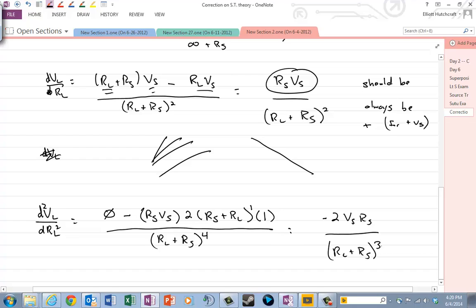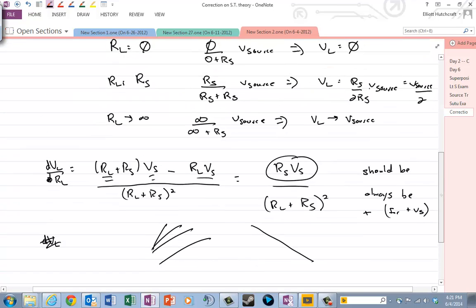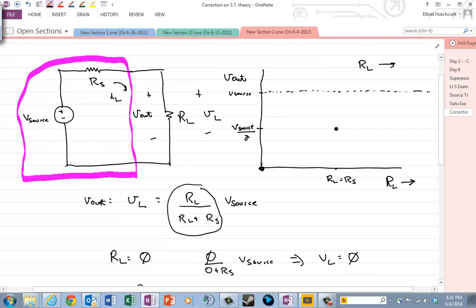cubed. Notice RL and RS are always positive, they're resistors, so RL plus RS cubed is always positive. RS is positive, we're again considering positive VS here, so this slope of the slope is negative. So if at first we start with a certain slope, as we start to increase RL, what that means is the slope is going to decrease. That's what the negative stands for. So what our plot would really look like here is something more like this.